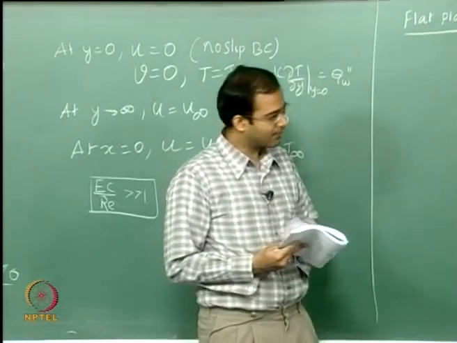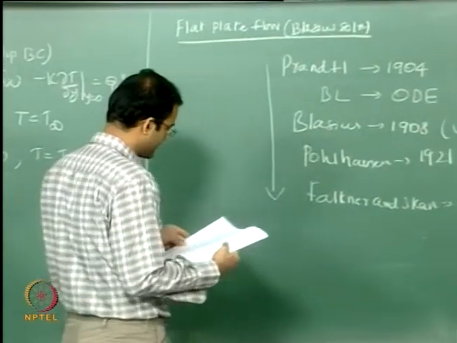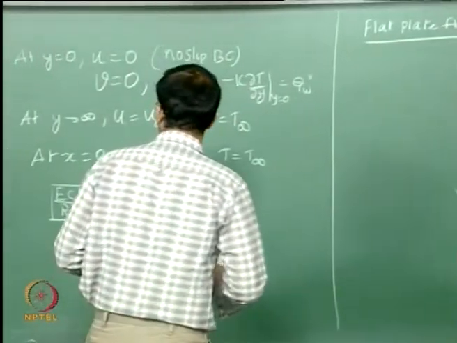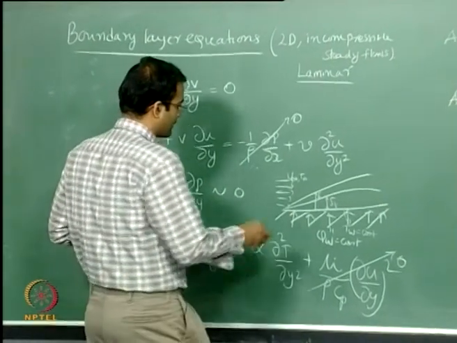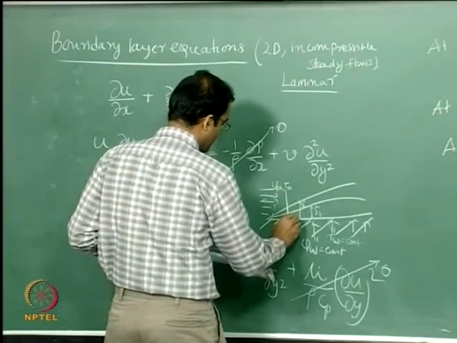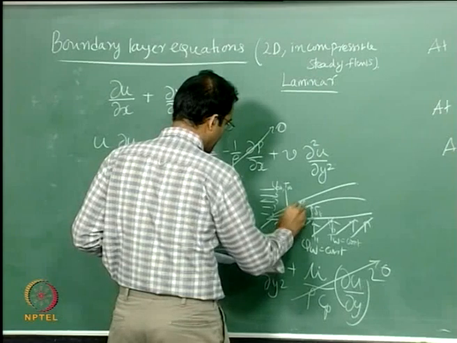So now we will start with the Blasius solution. Now, what did Blasius think? If you look at the velocity profiles, you can draw the velocity profile something like this here.